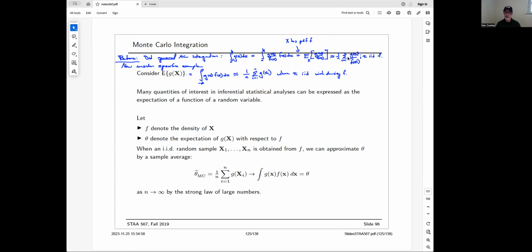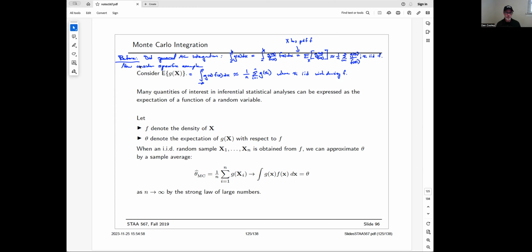So in our specific case, g of x was e to the negative x cubed. We looked at two different candidate densities f. We looked at the uniform on 0 to 2, and we looked at that transformed beta on 0 to 2. We found that the transformed beta gave us a less variable estimate.